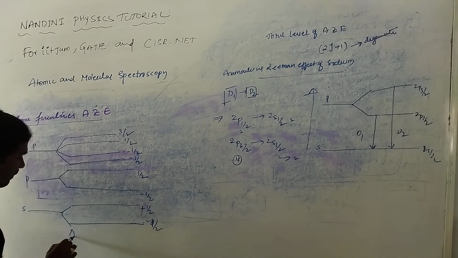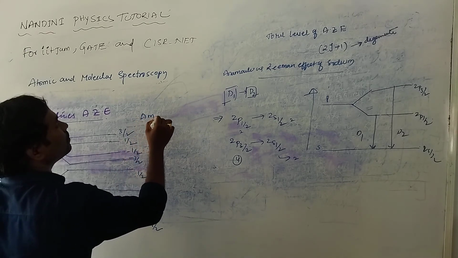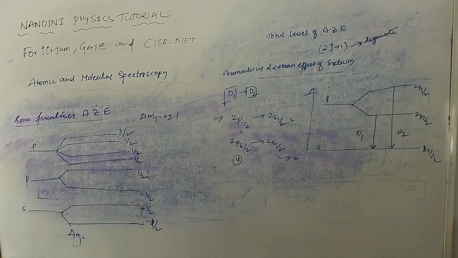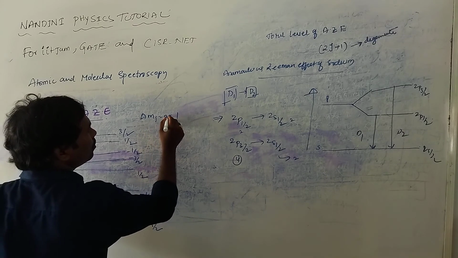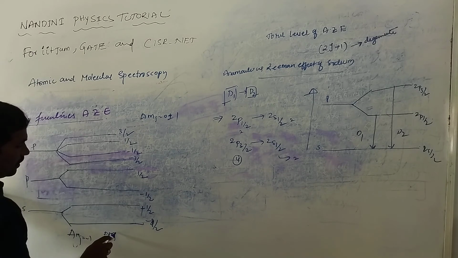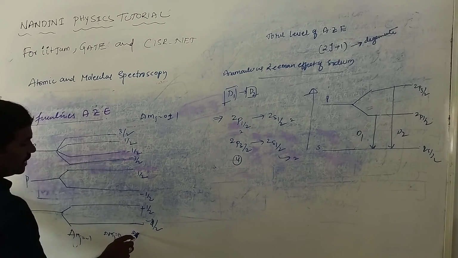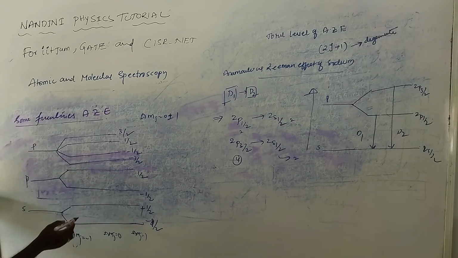The delta mj: what are the selection rules here? Delta mj is equal to 0, plus or minus only 1. These are the selection rules. Delta mj is equal to 0, plus or minus only 1. Delta mj is equal to 0 and delta mj is equal to plus 1. So, the possible transitions you have to draw here.